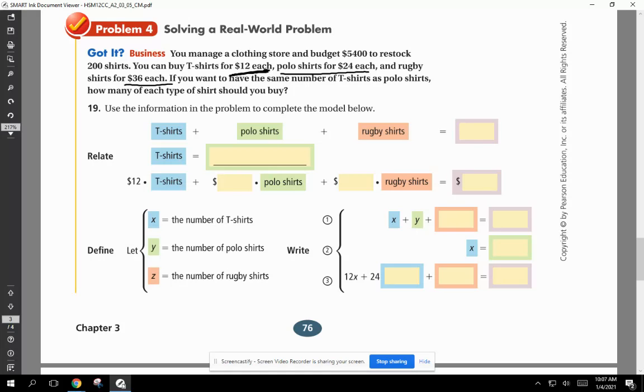So the question says, if you want to have the same number of t-shirts as polo shirts, how many of each type of shirt should you buy? And they say this is a real world problem. I disagree. I don't know why you'd want to have the same number of shirts. Just order the same number of shirts. So we're going to skip this one. Not real world at all.